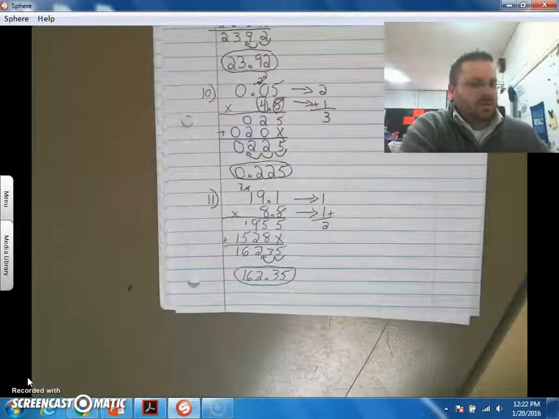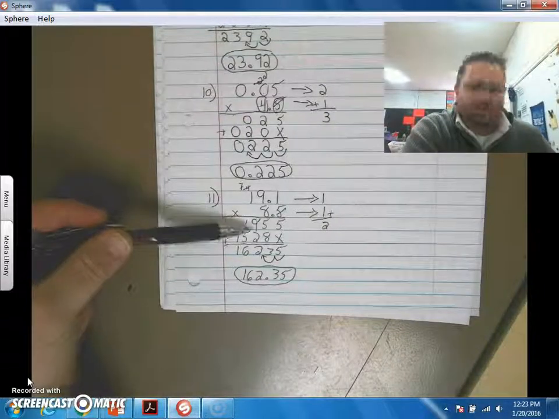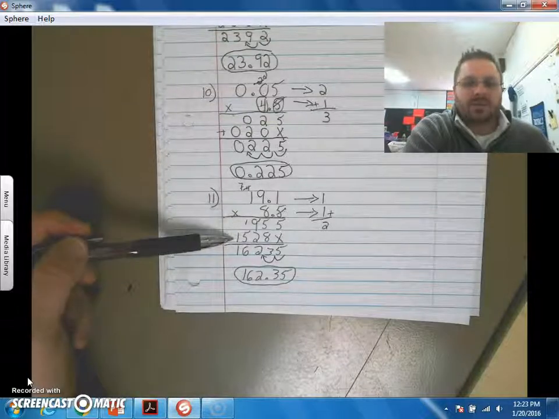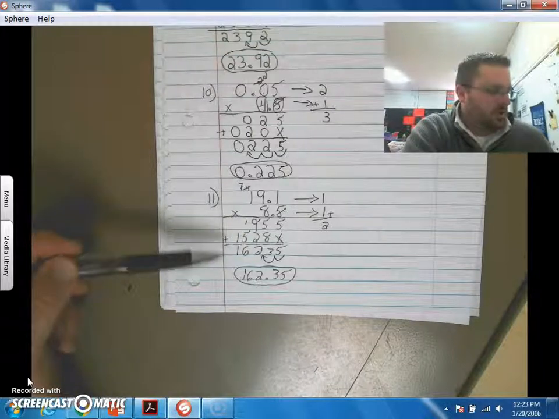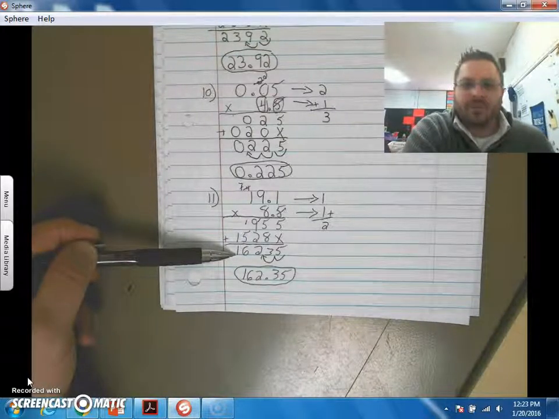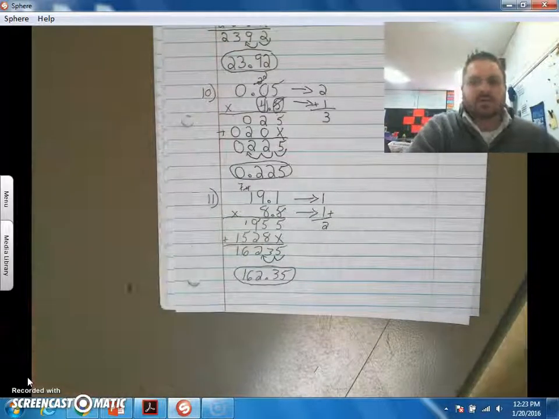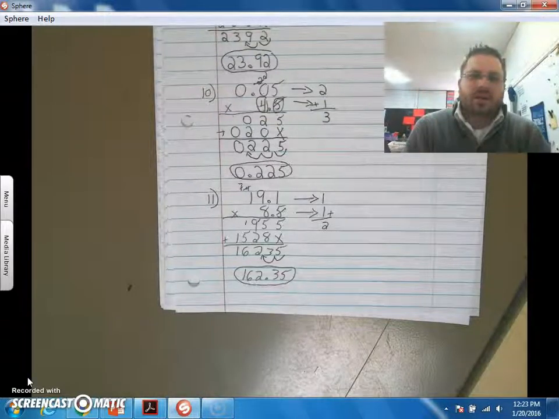If you did not, look at the partial product for when I multiplied by 5. Did you get 955? When you multiplied by the 8, did you get 15,280? When you add your partial products, 16,235, and then 2 place value jumps to end here. Hopefully you got these and you're back on track.